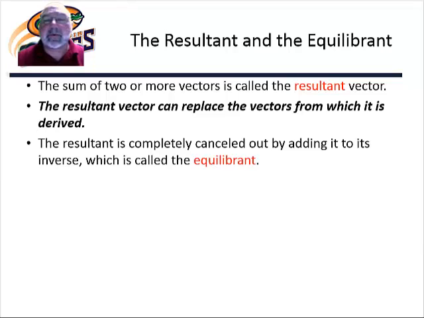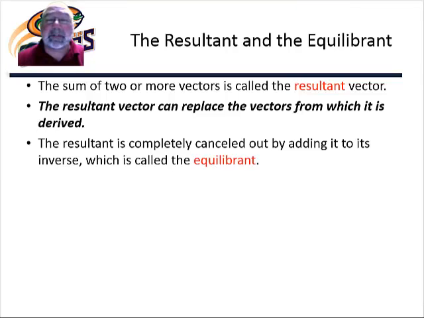The sum of two or more vectors is called the resultant vector. The resultant vector can replace any of the vectors from which it is derived. I mean, if you add A, B, and C, you don't have to keep putting A, B, and C down. You can just put the resultant down. The resultant replaces the vectors from which it is computed.